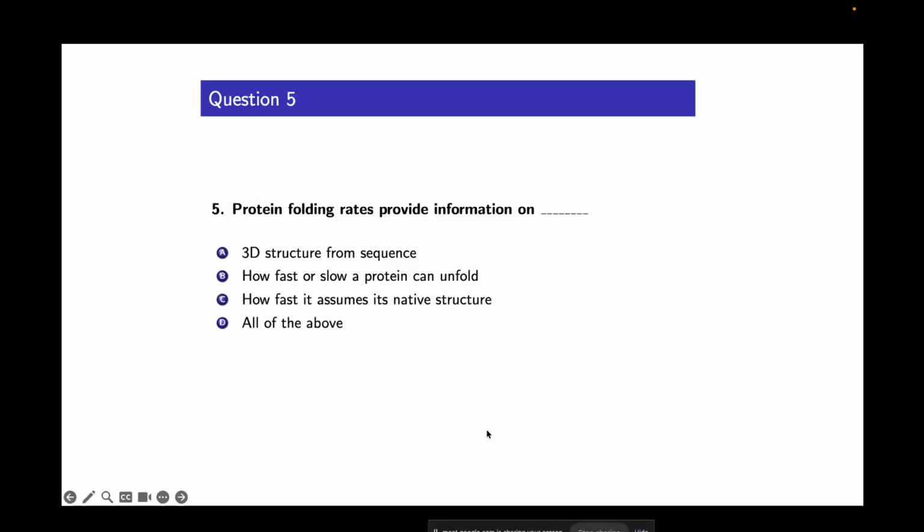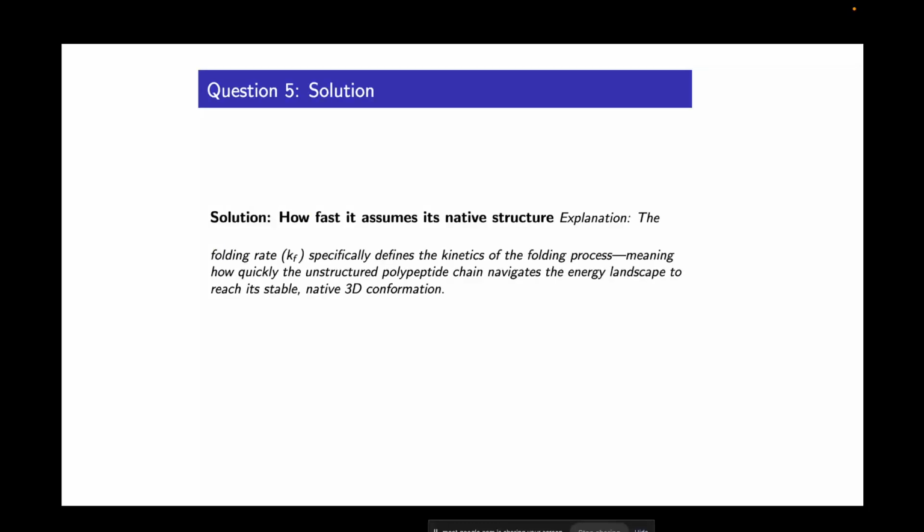Yeah, I did not see the option B that carefully. Okay, sir. Yeah, read the options carefully as well. I also did not notice that. Yeah, C is a more correct option here. So it is how quickly an unstructured polypeptide chain navigates the energy landscape to reach a stable 3D conformation, not the other way around. So, yeah, okay.